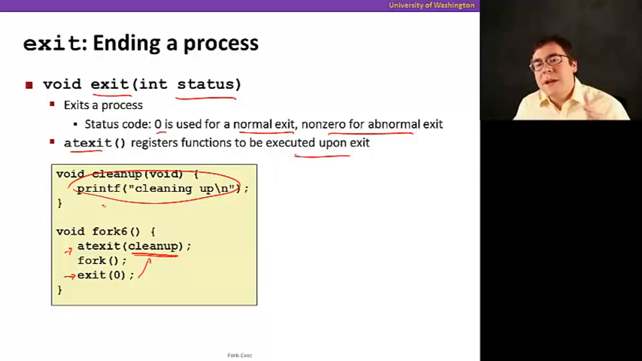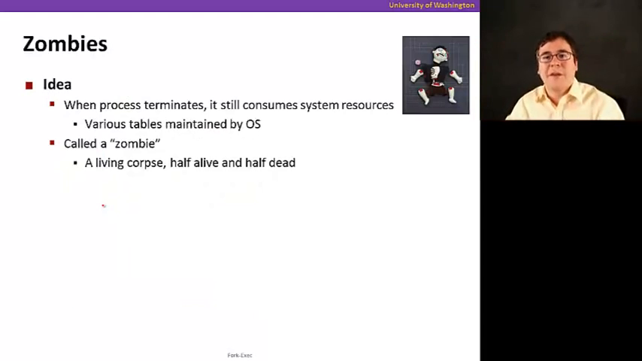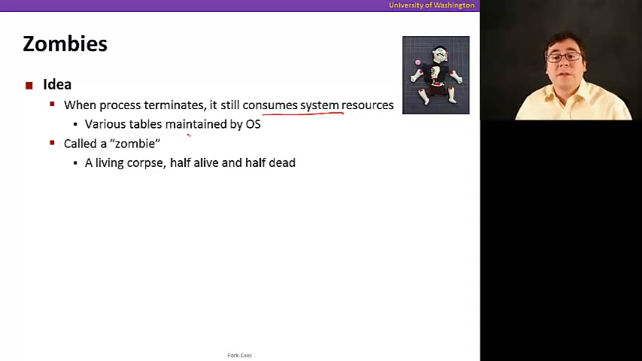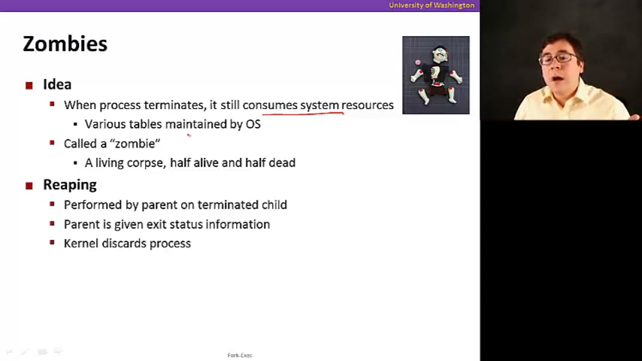But once this happens, it doesn't completely destroy the process. It creates what we call a zombie process. The reason we call it a zombie is because when a process terminates, it still consumes resources, things like tables in the OS that keep track of processes. We call it a zombie because it's kind of like a living corpse, half alive and half dead. But what happens if they build up? Well, there's a process called reaping that cleans up after a dead process. This is performed by the parent process on a terminated child.